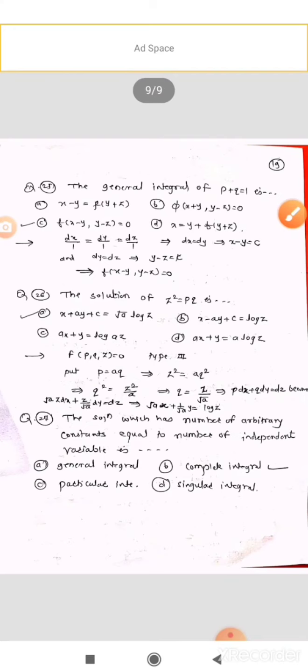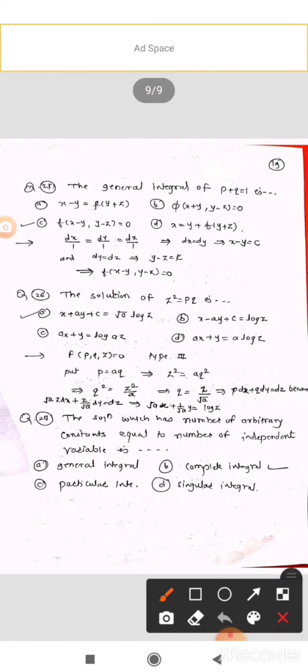In the same way we solve z² equals pq, for which we have to find the complete integral. It is of the form f(p, q, z). It is again a special case. The solution is obtained by p equals aq. Then substituting the value of p equals aq, we get q equals z upon root a. After integration we get the solution having option A.